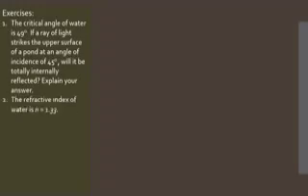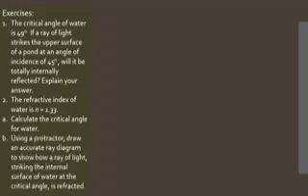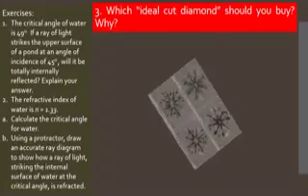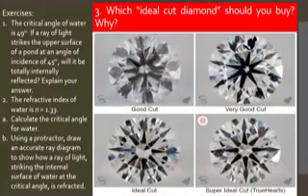The refractive index of water is n equals 1.33. A. Calculate the critical angle for water. B. Using a protractor, draw an accurate ray diagram to show how a ray of light striking the internal surface of water at the critical angle is refracted. 3. Which ideal cut of diamond should you buy and why?